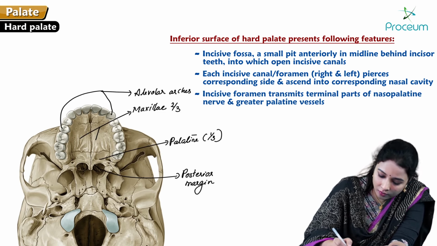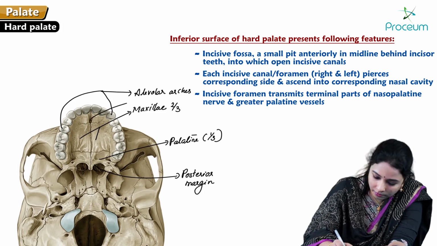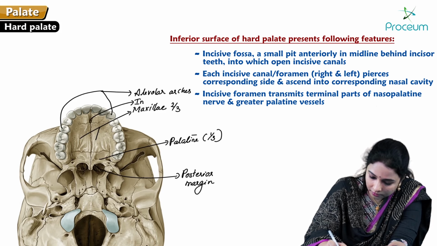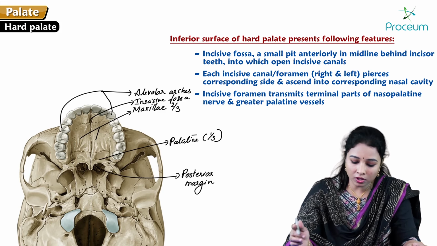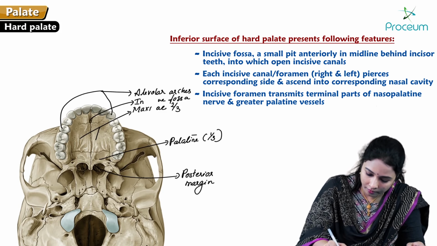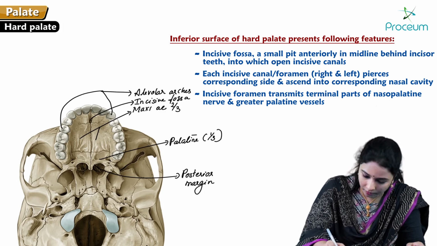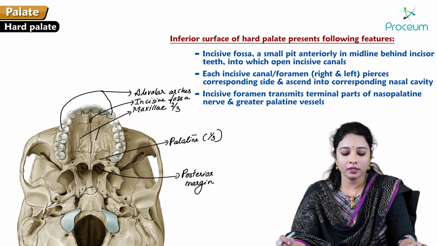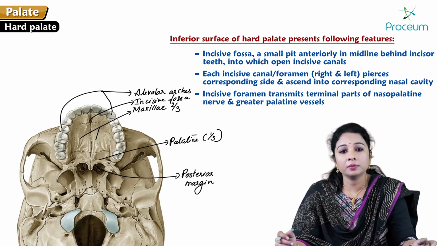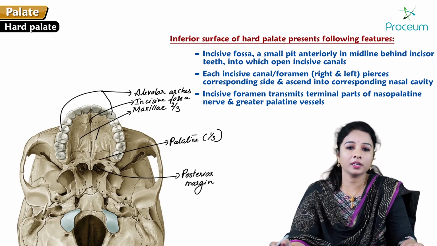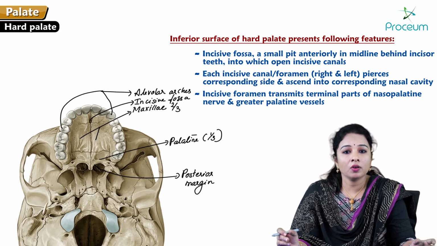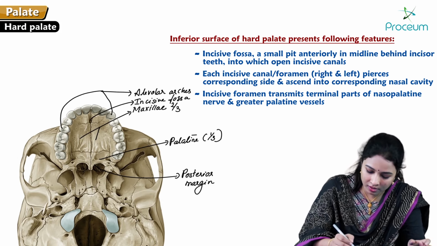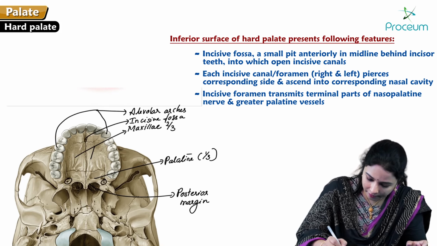So here is the incisive fossa, where the right and left incisive canals are located. And through the incisive canals, the terminal parts of the nasopalatine nerve and greater palatine vessels will pass. Next, the greater palatine foramen, one on each side, is located. So, these large foramina here and here.